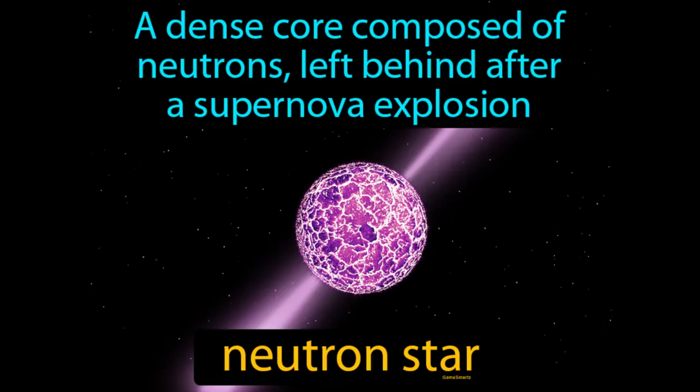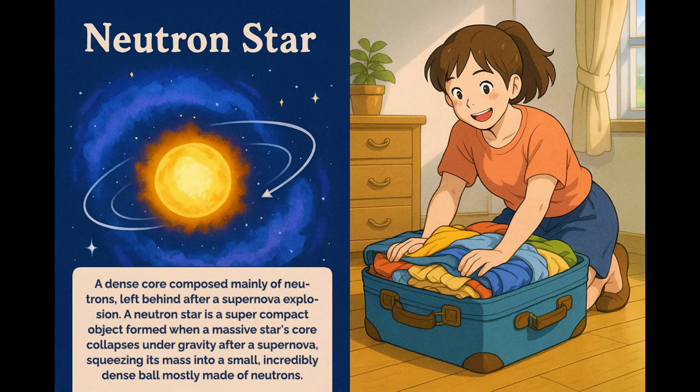A dense core composed mainly of neutrons, left behind after a supernova explosion. Neutron star. A neutron star is a super compact object formed when a massive star's core collapses under gravity after a supernova, squeezing its mass into a small, incredibly dense ball mostly made of neutrons. Imagine trying to fit all your clothes into an overstuffed suitcase after a long vacation.